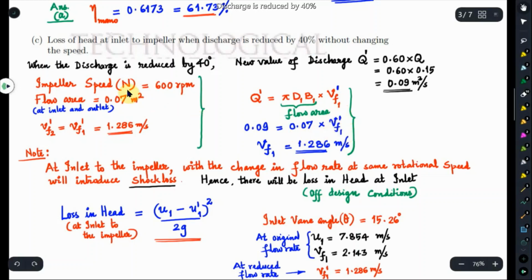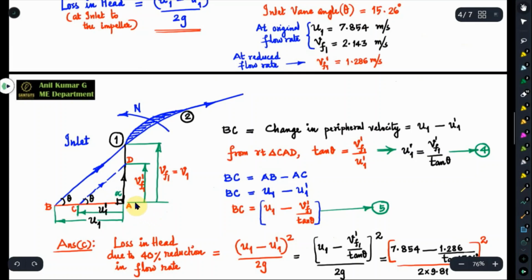So Vf1 dash, that is the new velocity of flow or reduced velocity of flow at inlet. We are considering the inlet conditions because we have to find out the loss of head at inlet to the impeller. So what you can get is 0.07 into this new velocity of flow at the off design conditions is equal to 0.09, that is a product. This is Vf1 dash, and that Vf1 dash is 1.286 meter per second. That is the new velocity of flow at the off design conditions. Off design conditions means there will be losses in the system. Whenever we have the deviation from the design conditions, the consequence is like this.